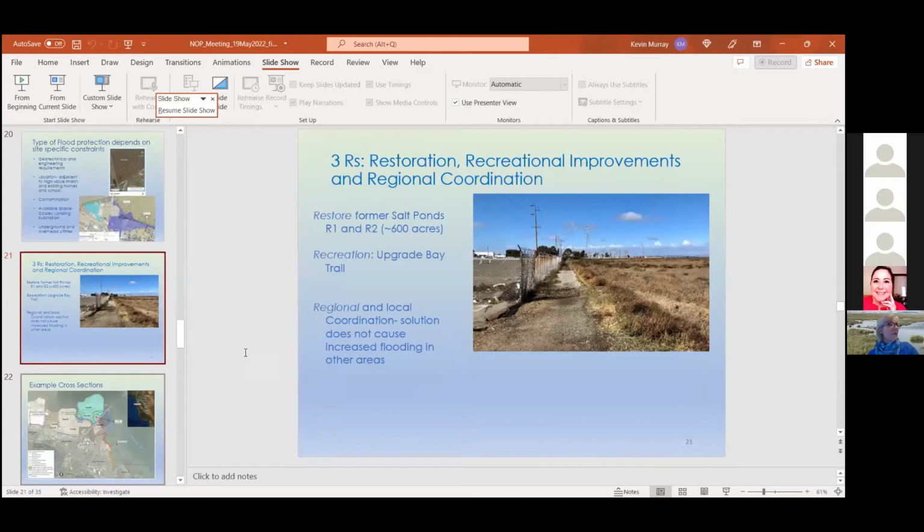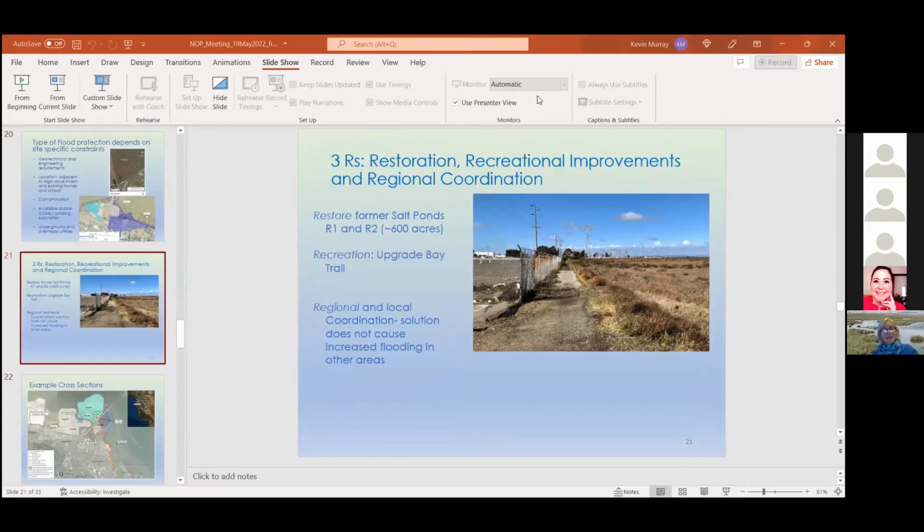So that whatever our project does, we need to keep these in mind. Restore and improve the marsh for natural flood protection, upgrade trails, and coordinate with all stakeholders. That's you and other projects along the shoreline. We want to be sure that what we do does not have unintended consequences for the Bay Area.